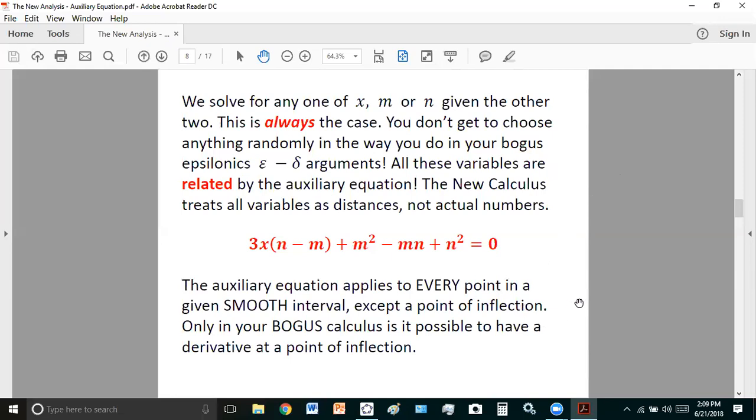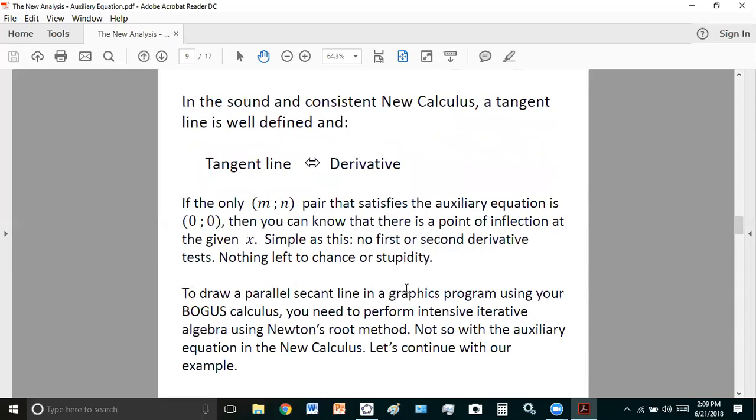Now, the equation applies everywhere except a point of inflection. Only in your bogus mainstream calculus is it possible to have a derivative at a point of inflection. In fact, if the only mn pair that satisfies this here is 0, 0, then you can know that that is a point of inflection. But in your bogus calculus, what happens? Let's see. In your bogus calculus, you have several problems. First of all, a tangent line does not always imply a derivative and vice versa. But in the new calculus, it does. So it's consistent, unlike the mainstream calculus.